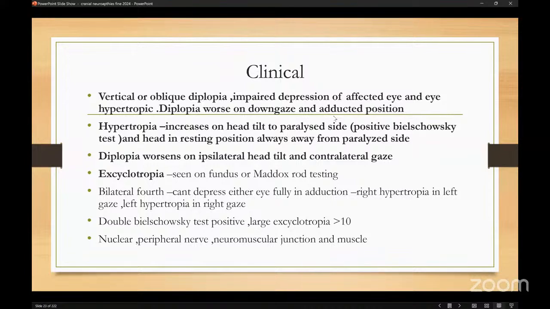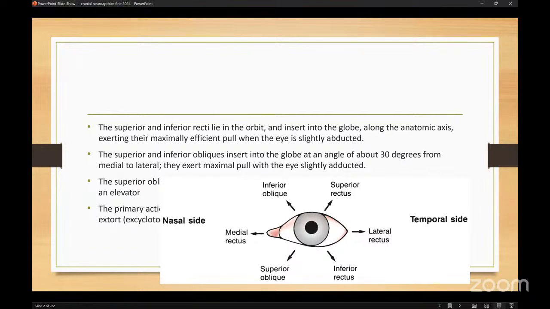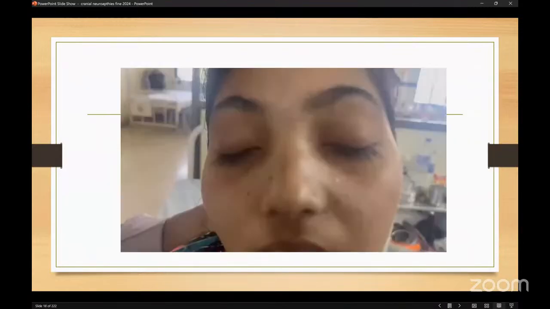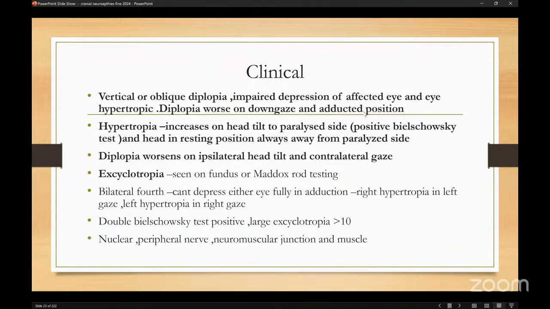And adducted position. Okay. So this is the most difficult part of the fourth cranial nerve. One thing is that there is an oblique diplopia. Remember this. There is impaired depression, and the eye remains hypertropic, and diplopia worsens on looking down in an adducted eye. In the beginning only we had discussed that. So recti are best checked in abduction, but obliques are best checked in adduction. So if superior oblique palsy is there, it will be best tested in the adducted position.